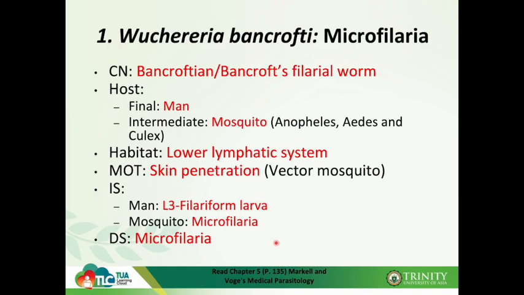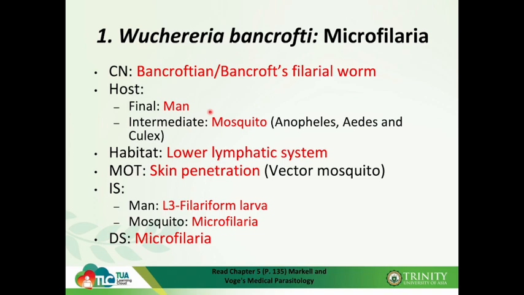Okay, so now we begin with our first lymphatic filarial worm, which is the Wuchereria bancrofti. The common name is Bancroft's filarial worm or Bancroftian filarial worm, and the host is man. Again, all the parasites that will be discussed in this video are vector-borne parasites. Kaya meron na tayong intermediate and final host.